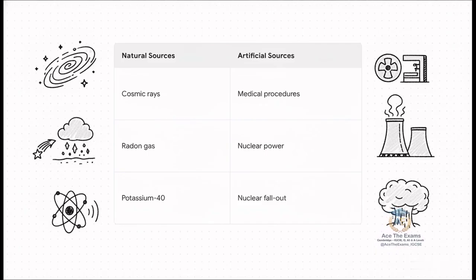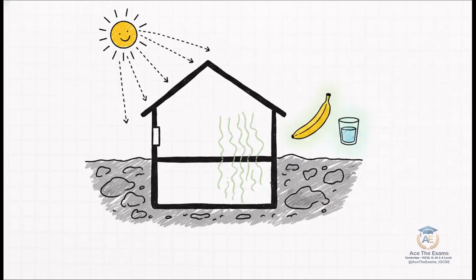Let's actually investigate the natural sources first, because examiners absolutely love testing you on these specific mechanisms. Pay really close attention to the specific details here. Take radon gas, for example. It's emitted from granite rocks and can dangerously collect in poorly ventilated basements. This is a super common exam scenario, especially popping up in questions about homes in Scotland where granite is everywhere.